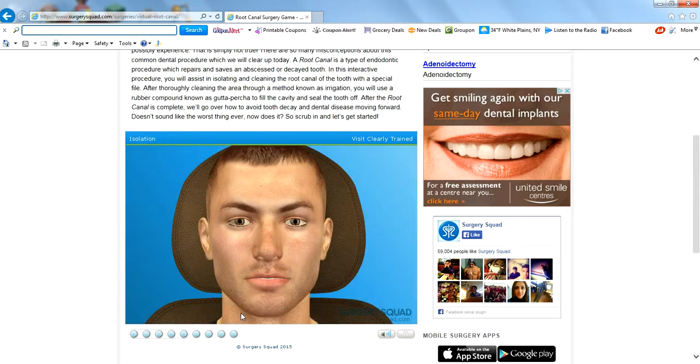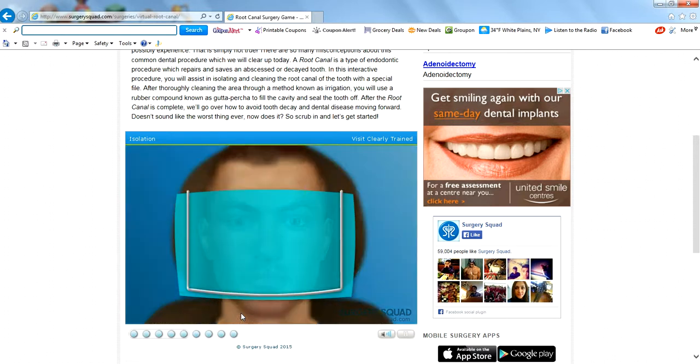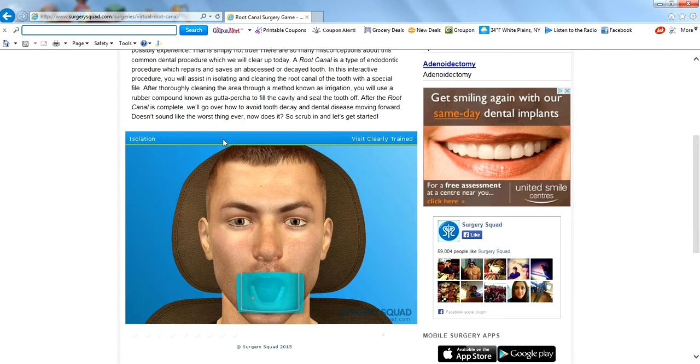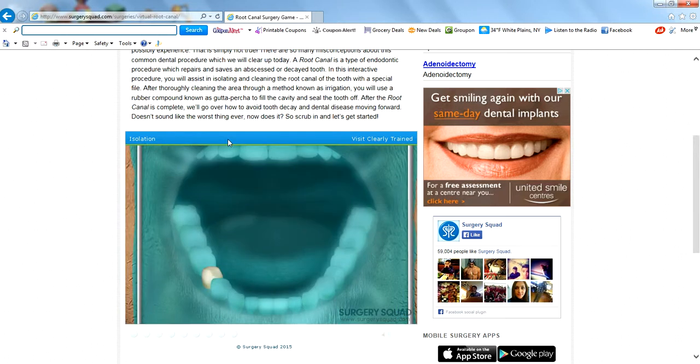Now that the patient's mouth is numbed, we can move on to isolating the tooth. Since our patient's saliva contains contaminants that we don't want getting into the tooth, isolation is a critical step during root canal treatment. To isolate the tooth, we need to punch a small hole into the rubber dental dam and place it over the tooth. Once the rubber dam is in place, put on a tooth clamp to keep it from moving.